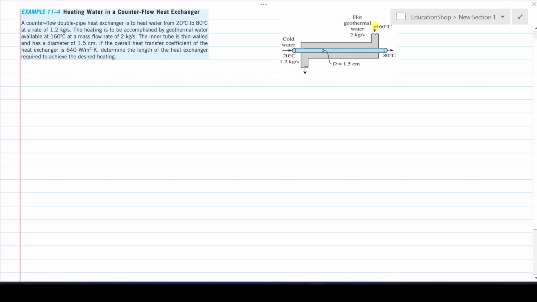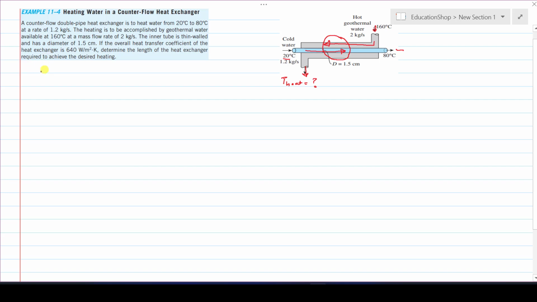From the shell side, this is the hot fluid input at a temperature of 160 centigrade, coming from the geothermal side and entering this shell, and then coming out at this point, where its temperature drops to T hot out, which is not given and we need to calculate. The diameter of the tube in which the cool water is flowing is 1.5 centimeter. The cool fluid enters at 20 centigrade and leaves at 80 centigrade. Cool water flows in this direction and the hot geothermal water flows in this direction, and heat exchange occurs between them.